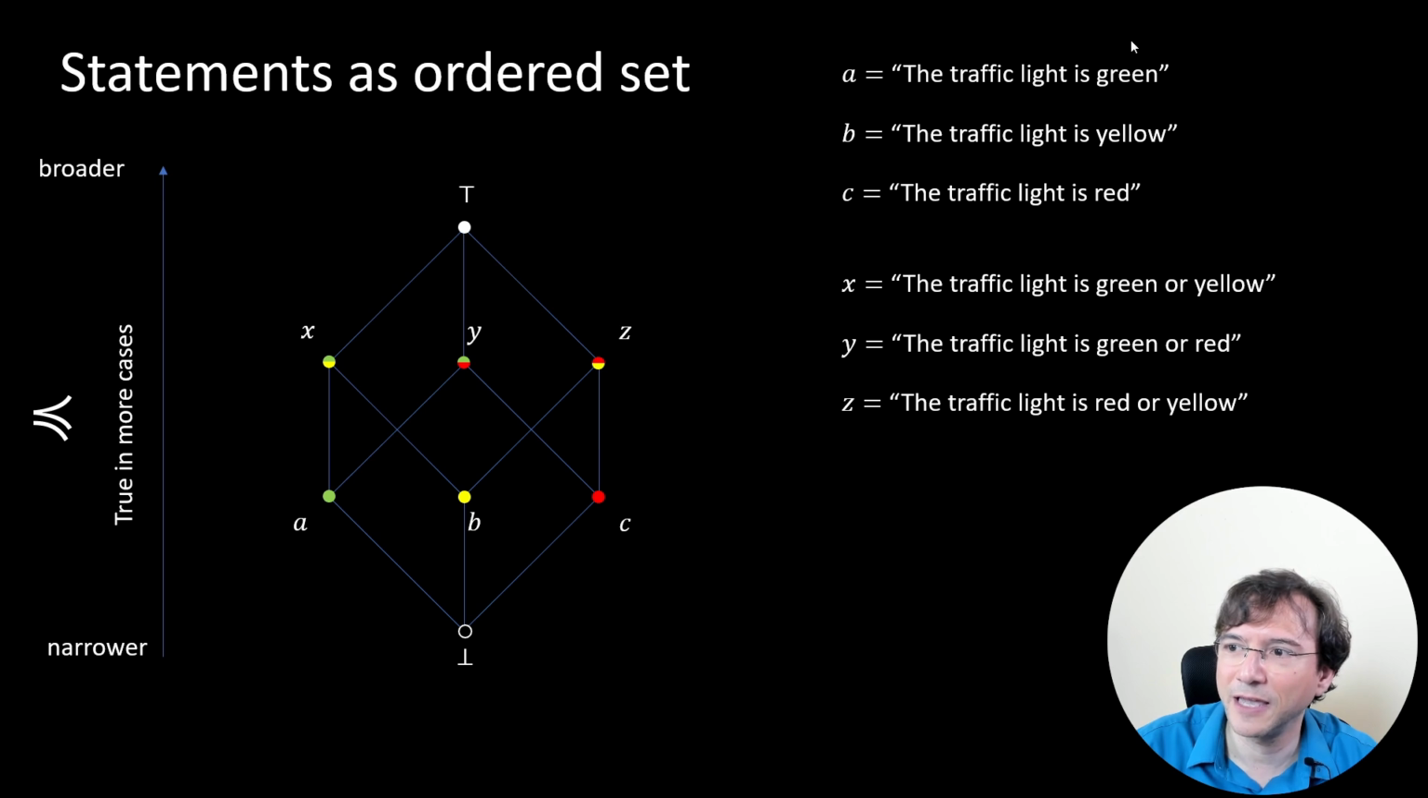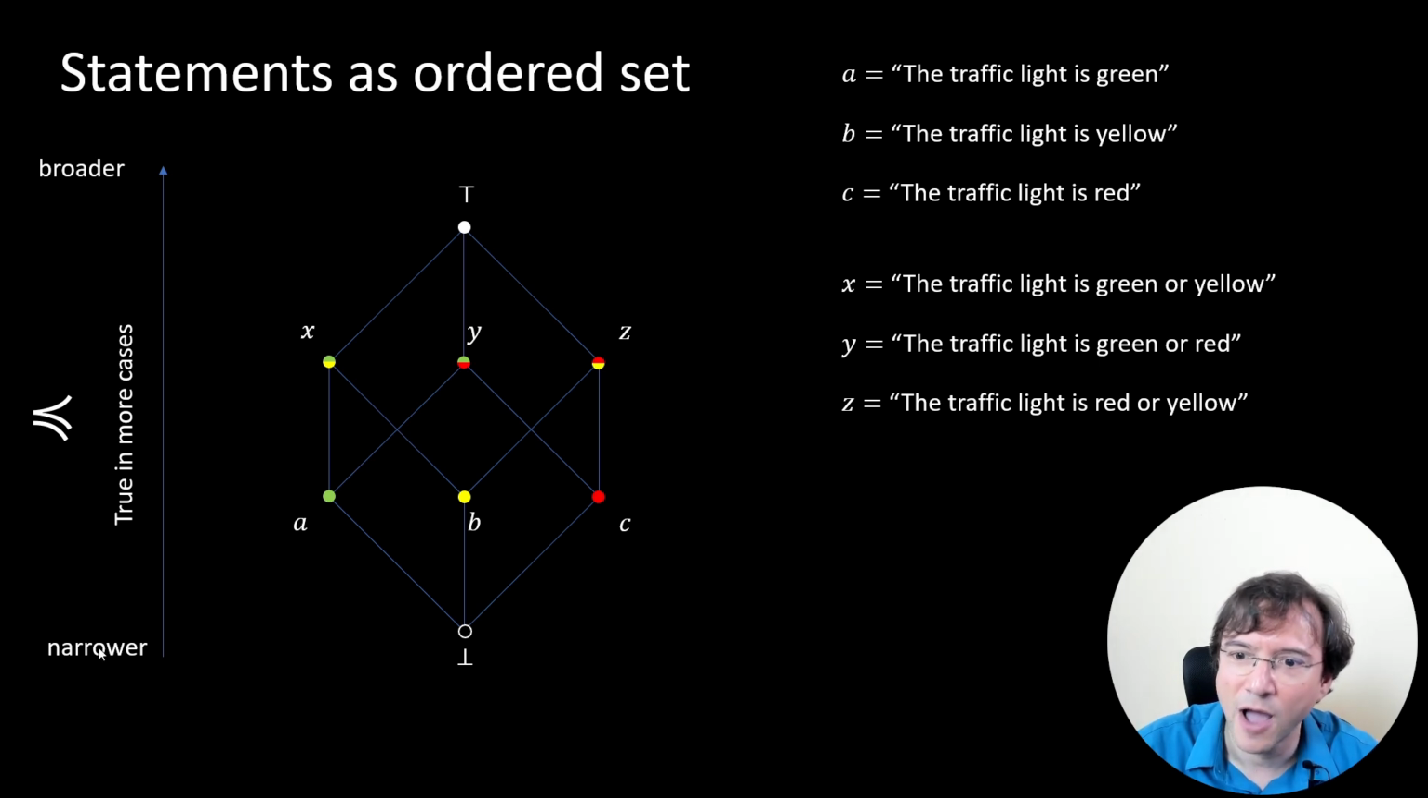The statement that either we have green, yellow, or red is true in one case. And these statements, green or yellow, green or red, red or yellow, are true in two cases. And then the fact that the traffic light is green or yellow or red is always true, true in all three cases.